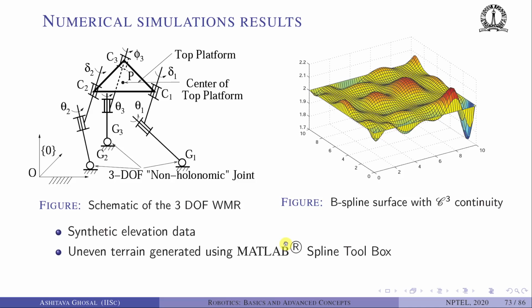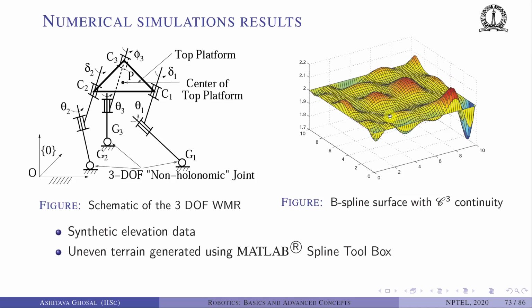So a few numerical simulation results. So this is the three-wheeled mobile platform. Again, this is the model. G1, G2, G3 are the 3 non-holonomic contact points. There are 15 variables in these 3, 5 in each. Then there is theta 2, delta 2, theta 3, phi 3, theta 1, delta 1. And then there are the 6 variables of the top platform.